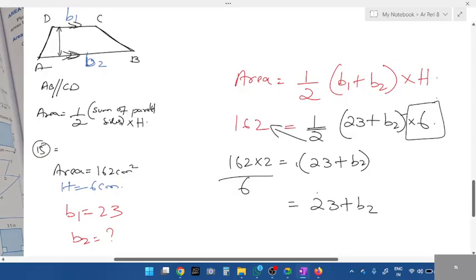Then once you find the value, shift this B. Whatever answer you get, shift B to the other side, minus 23, you'll get the B2 answer.